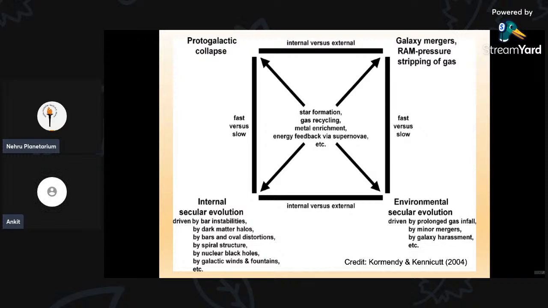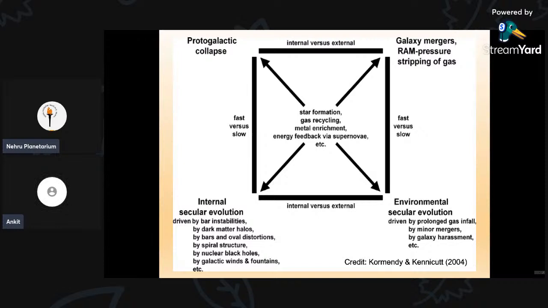In this plot, what we are showing is how star formation is influenced by these processes. As you go up, the processes are fast. And as you go left, the processes are internal to the galaxy. If you go to the right, the processes are external to the galaxy. And as you go to the bottom, the processes are slow.